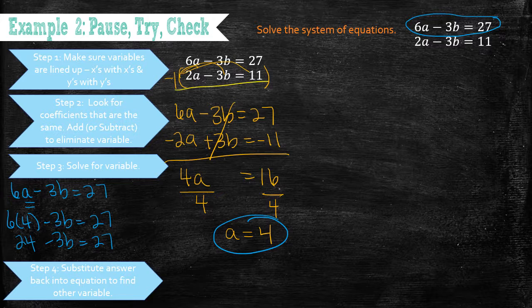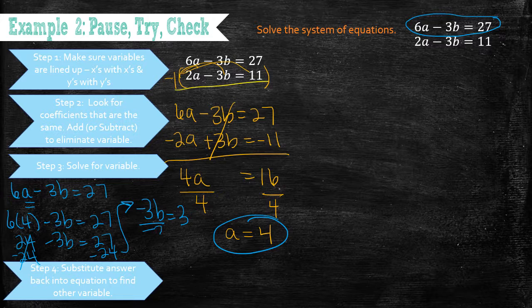And now we want to get b by itself. So since I have this 24 up front, it's really being added because it's a positive. So I would subtract 24 from both sides. So if I kind of move my work over here, those are going to cancel. I'm going to be left with -3b equals, and then 27 minus 24 is just 3.